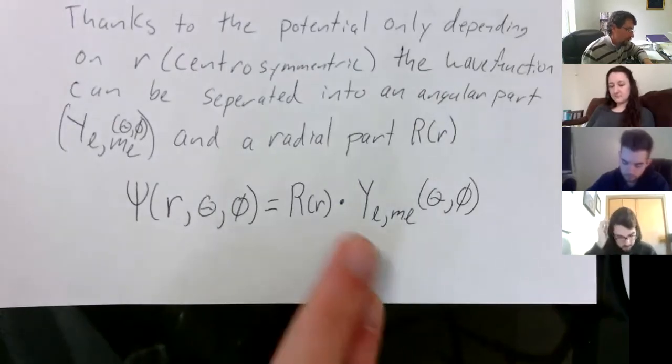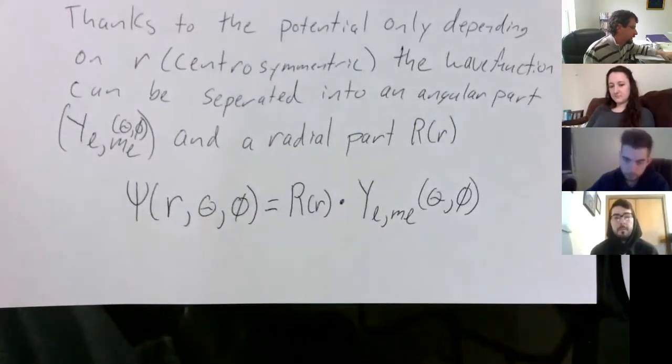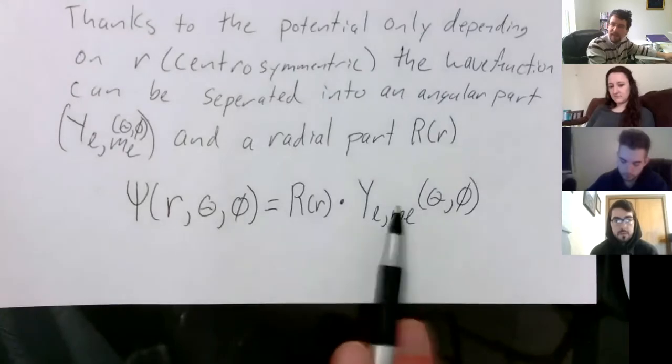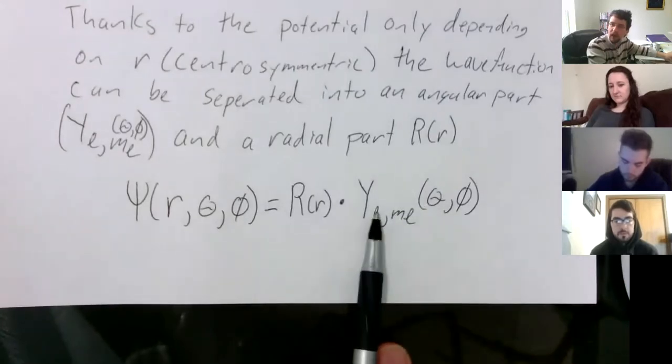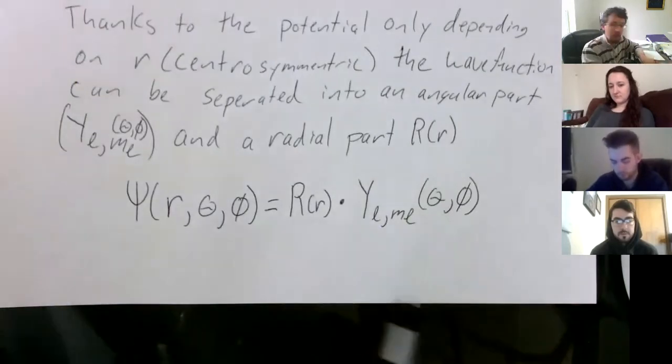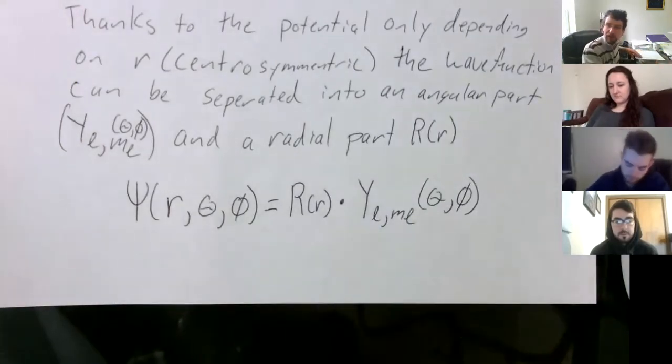Okay, so we're going to explain what these R values are in a little bit. We've seen this before, right? We needed to know L and we needed to know M sub L. Okay. Any questions so far?